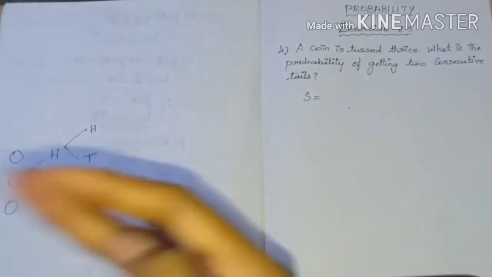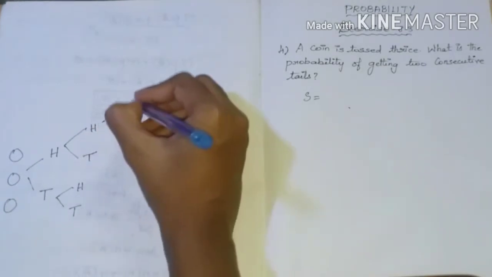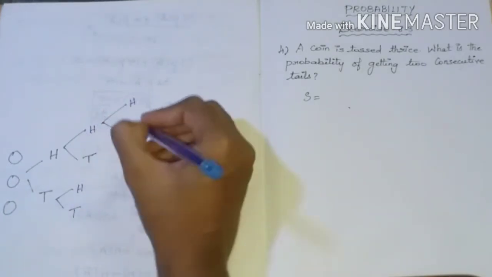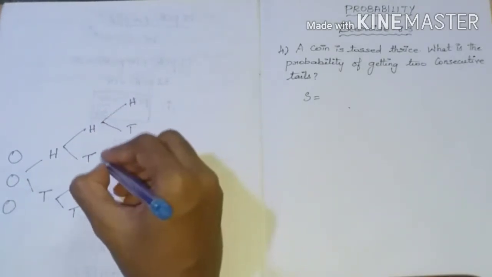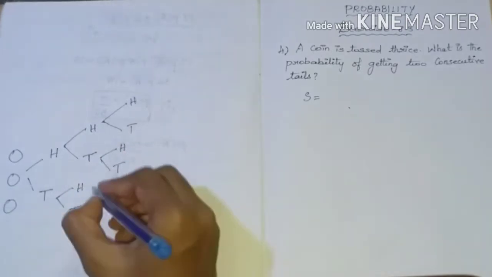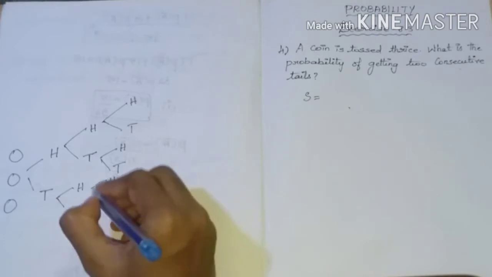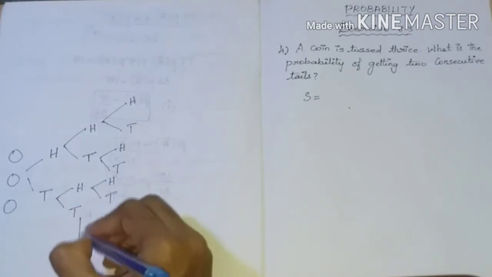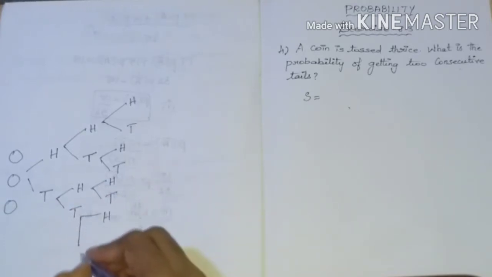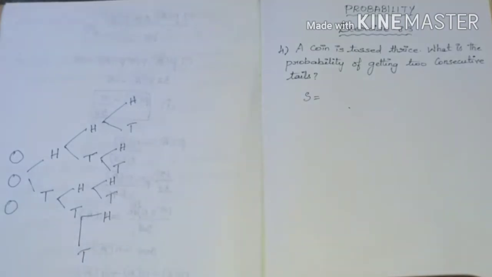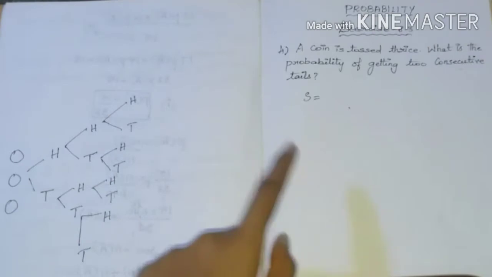Next, we will see the second branch. In the head, we will see the head and the tail. Again, the tail has the head and the tail. Same in the head, we will see the head and the tail. Again, the tail has the head and the tail. So we have used the tree diagram for 3 coins. Now we write the sample space.